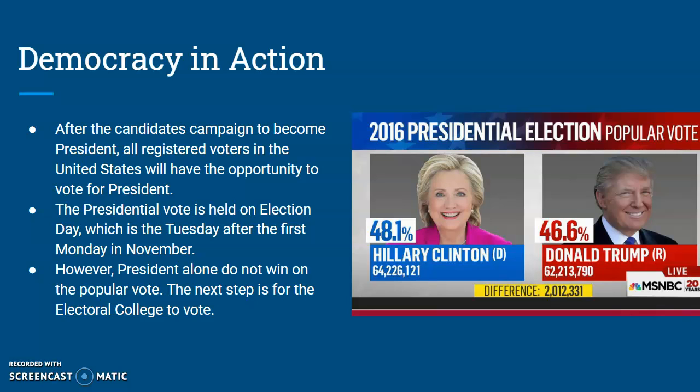When the registered voters go to the polls and cast their vote, all those votes are tallied and they become the popular vote. But presidential candidates cannot win on the popular vote alone. They have to win the Electoral College, which is really what we're going to be focusing on today. In the 2016 election, if you look at the picture on the right, Hillary Clinton actually won the popular vote by about 2 million votes. But as you know, Donald Trump ended up becoming our president, and that's due to the Electoral College.